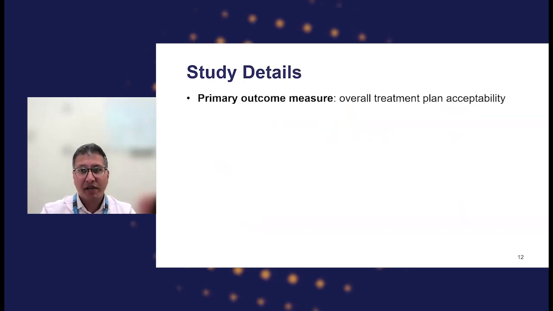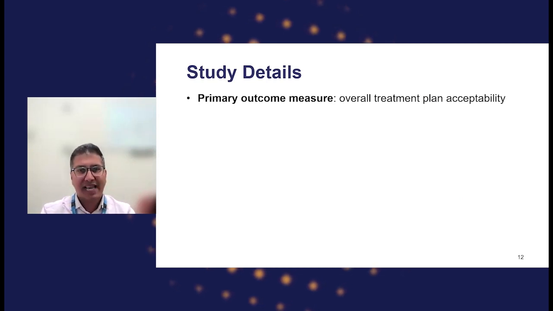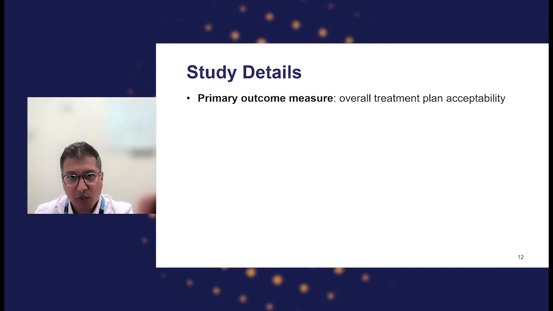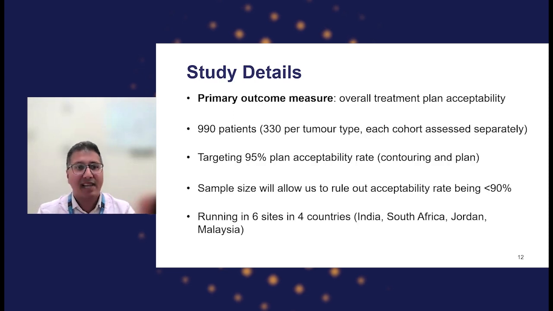Our primary outcome measure is overall treatment plan acceptability. So we want to see whether the contouring and planning meets the gold standard for evaluation, not whether it's better than the manual plans currently done, but whether this would be acceptable in any region, hospital, or country in the world, according to guidelines around contouring and planning.